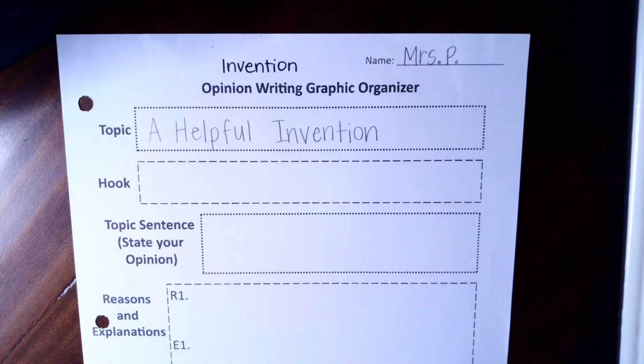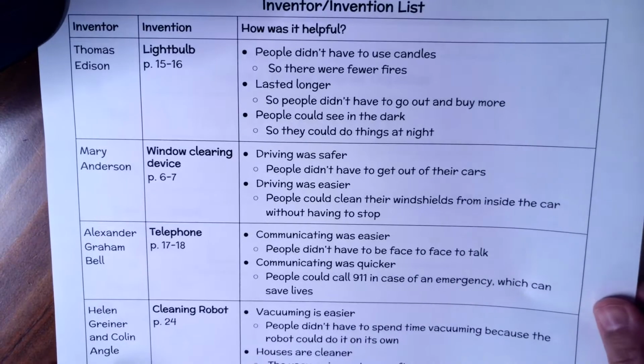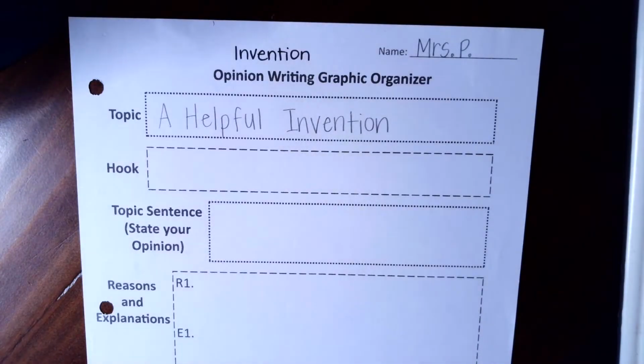All right, so for our hook, you need to make sure that you've made a decision on which invention you're going to write about. Now, I have chosen the telephone, but you can choose any of the inventions that we discussed. Here's my second grade list, and my third graders, you have the light bulb and the telephone. Okay, so your paper, especially if you're not writing on the telephone, is going to look very different than my paper. So what we're going to do first is we are going to start with our hook.